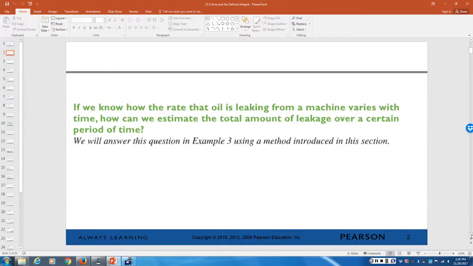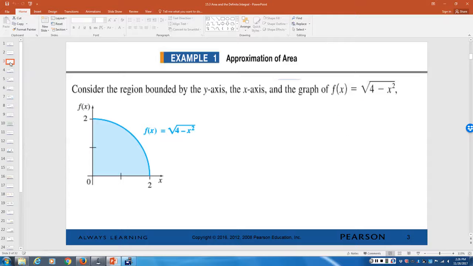If we know the rate that oil is leaking from a machine varies with time, and sometimes it's more, sometimes it's less, how can we estimate the total amount of leakage over a certain period of time? Now, if you think about the machine being an ocean-going boat, you can see why knowing how much leakage there's going to be over a certain amount of time might be important, because you don't want an oil slick. So we're going to do this in example 3, but first we need to develop the idea of how we can go about doing this.